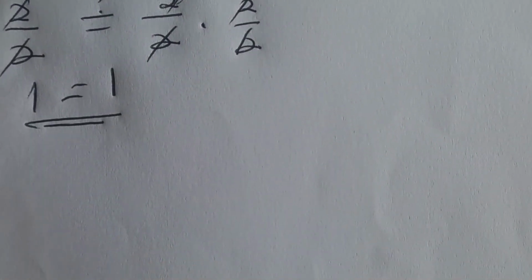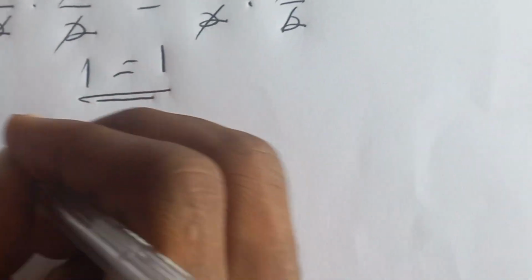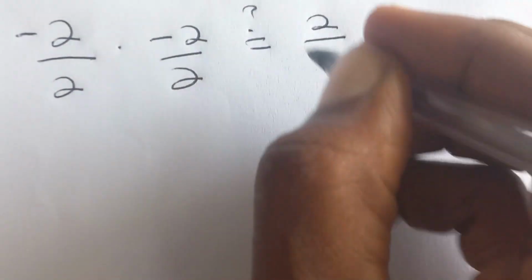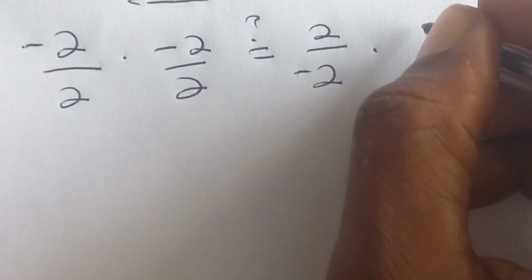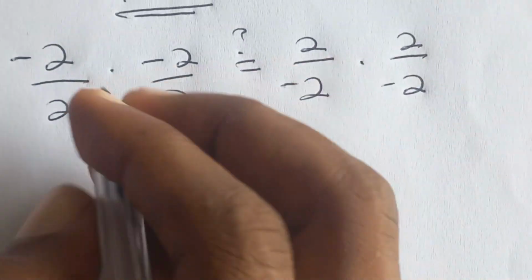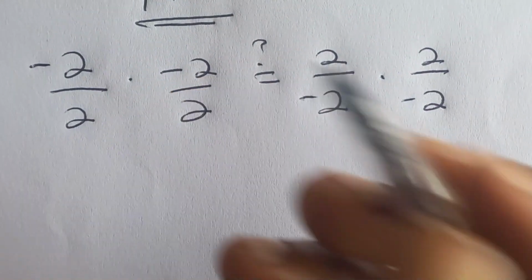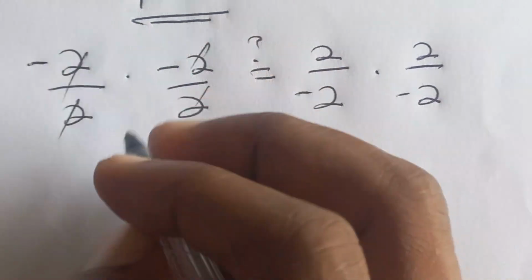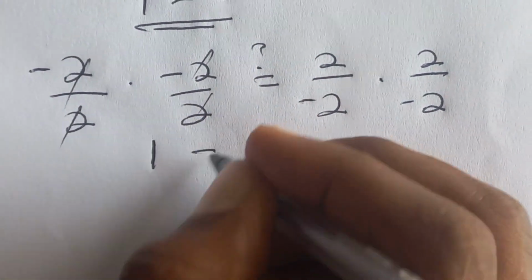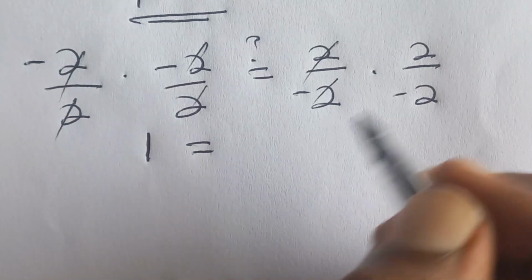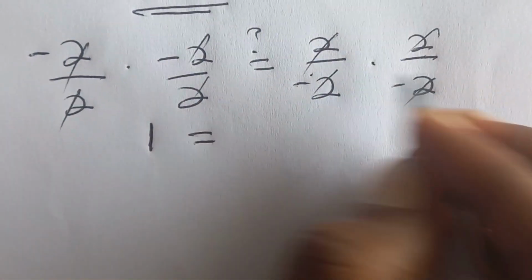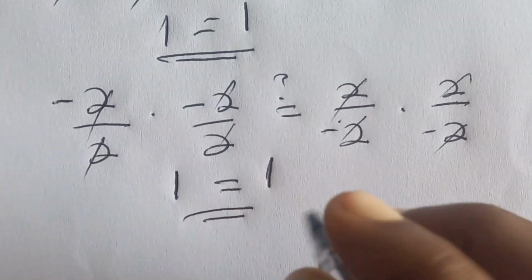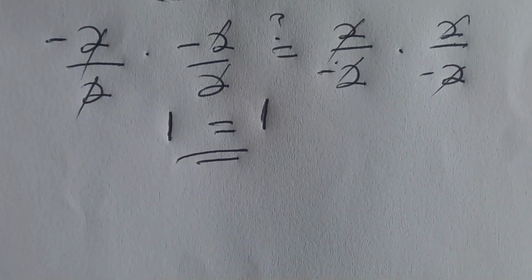Then let's test for negative 2. We have negative 2 over 2 multiplied by negative 2 over 2, which is equal to 2 over negative 2 multiplied by 2 over negative 2. So from here, this one cancel, this one cancel. Negative 1 times negative 1 gets 1. Then this one too, this one cancel, this cancel. So negative 1 times negative 1, 1. So it is true that k is plus or minus 2.